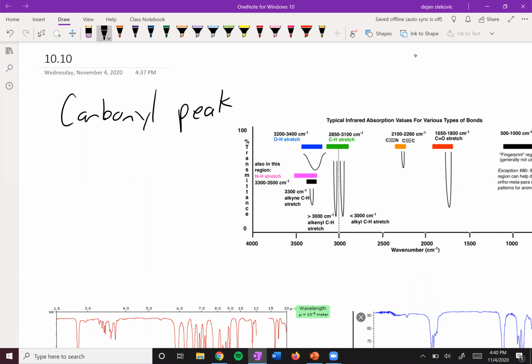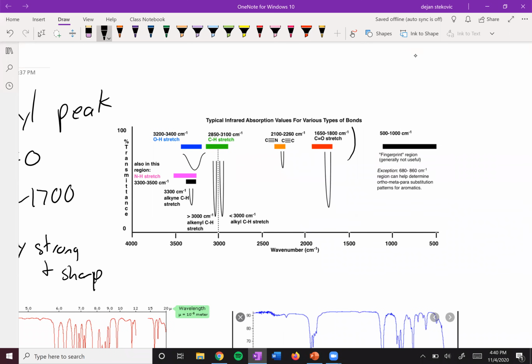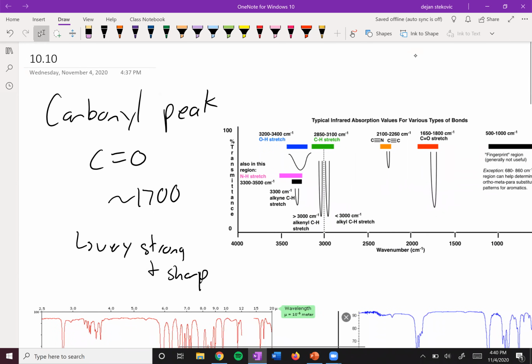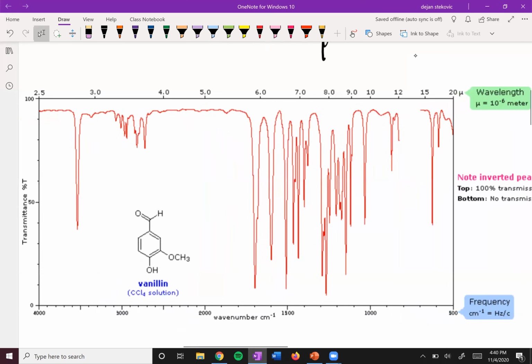All right, so our next most important peak is going to be the carbonyl peak. So remember, a carbonyl is a C double bond O, and this occurs right around 1700. And this one is very strong and sharp. Right, so you can see it in our chart over here, 1650 to 1800. And let's go ahead and take a look at some examples of some compounds with it.